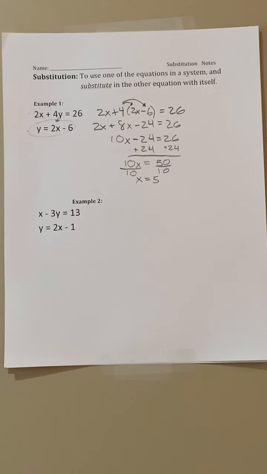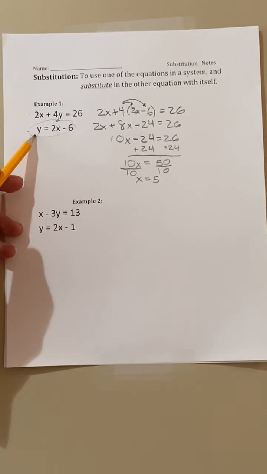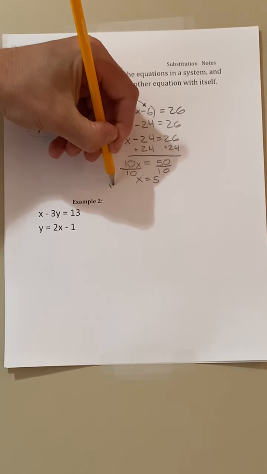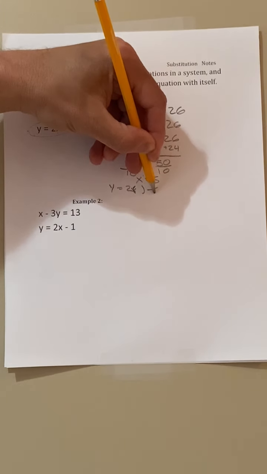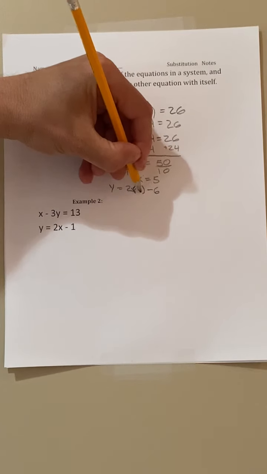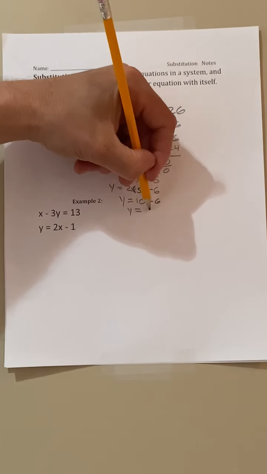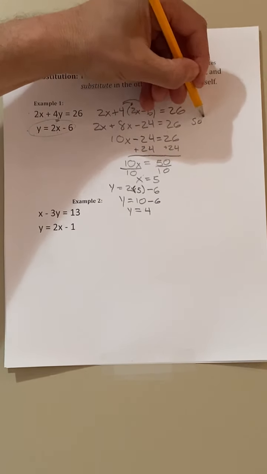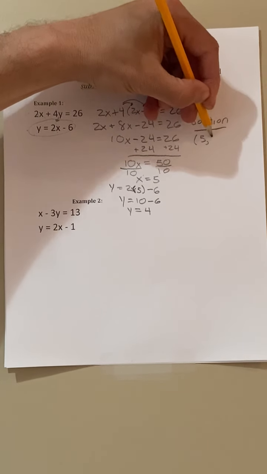Now to find y, I can substitute this 5 into either equation, but it's going to be much easier to use my second equation because that's already in slope-intercept form. So let's substitute this value of x into the second equation. I'm going to write my second equation here: y equals 2x, we're going to leave a blank for x, minus 6. My second equation, y equals 2x minus 6. Substitute in the value. So I have y equals 10 minus 6, or y is equal to 4. So my solution to this system is 5, 4.